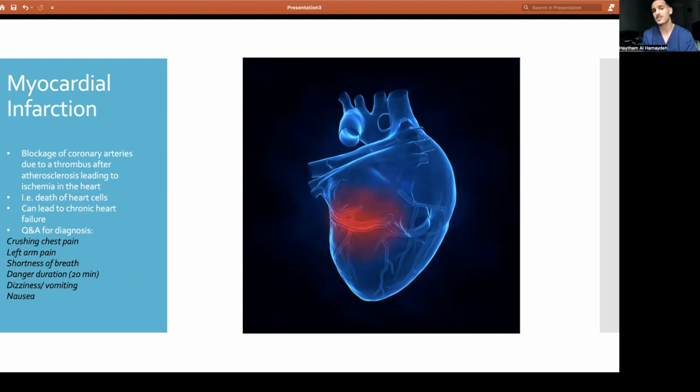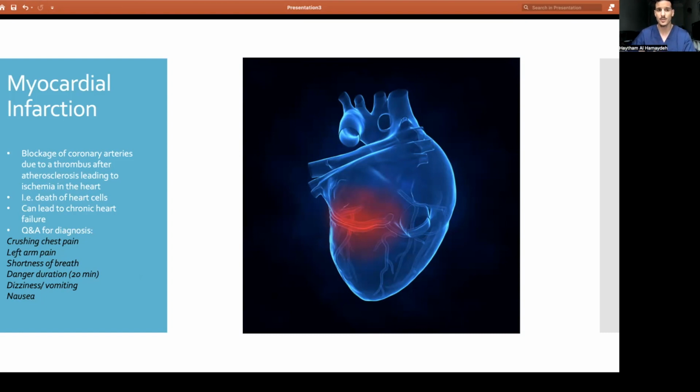So in order for us to diagnose this, we go about it the same way with all the questions. And so answers of the patient related to myocardial infarction would include having a crushing chest pain, and they would point at the heart that way. And sometimes, because the second question of yours would be, does it radiate from the chest to anywhere else? And if the patient says, okay, the left arm, it's a clear indication that there is a myocardial infarction.